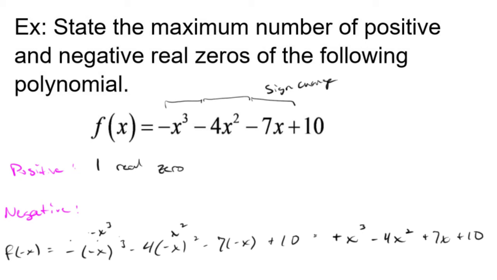So we've got, count the sign changes, positive to negative, that's one change. Negative to positive, that's another change. And then positive to positive, that's not a change. So there are two changes. So you've got a maximum of two negative real zeros.